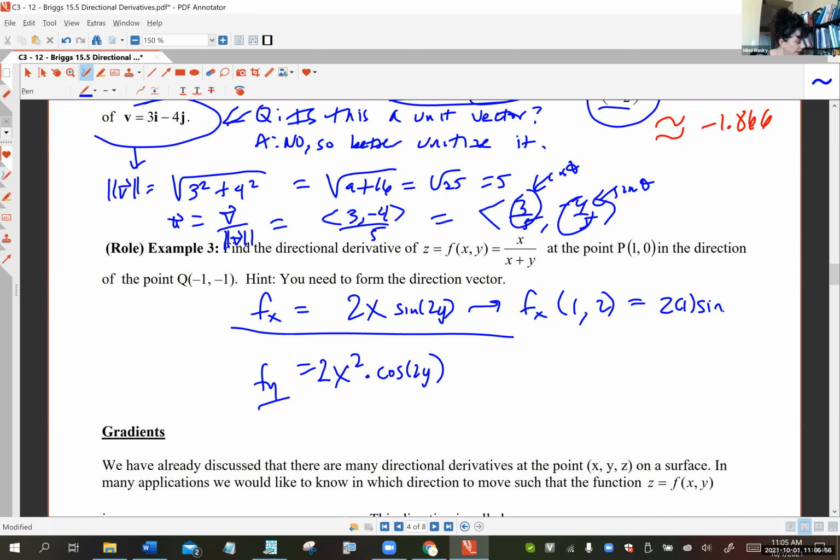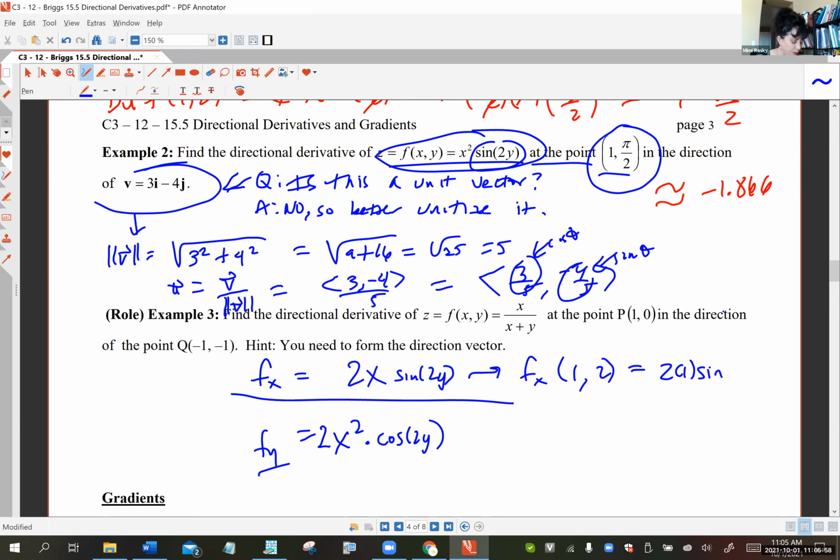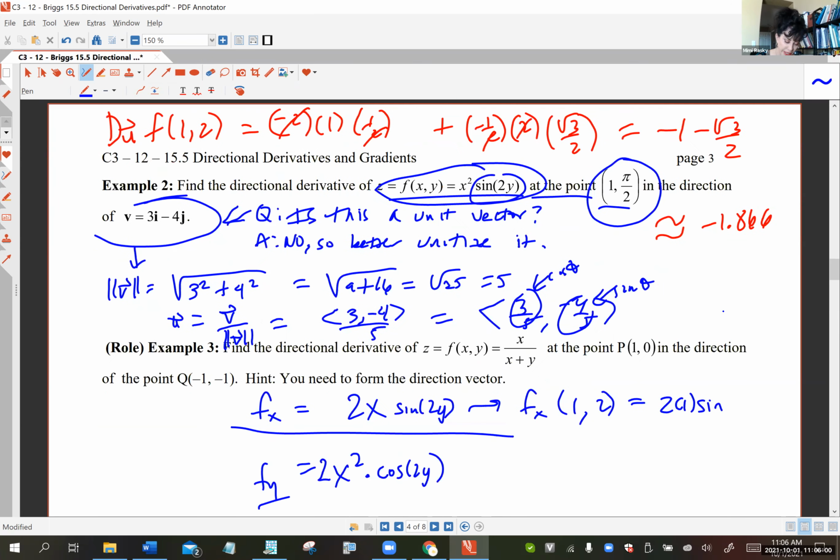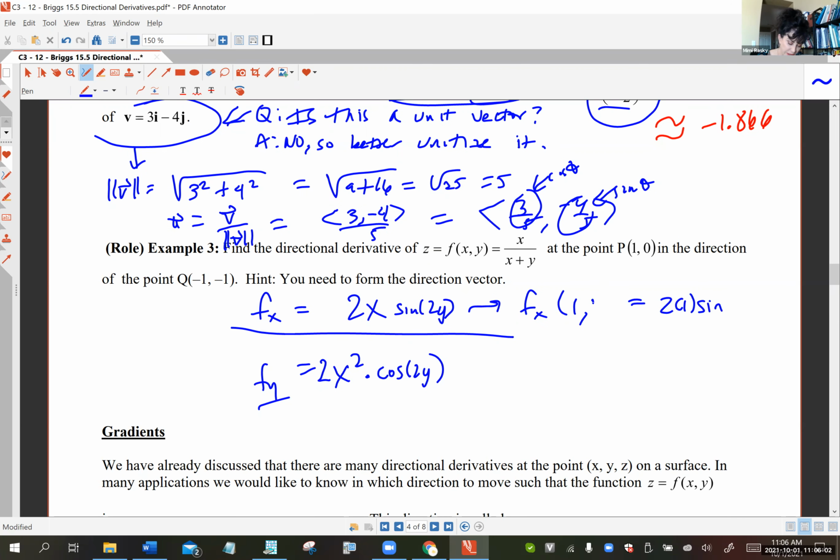Is that what I got here? No, pi halves. 1, pi halves. I don't know why I had 2 there. I'm looking at another problem. So I have 2 times 1 times sine of pi halves. Okay, sine of pi halves is what? 1? Okay. So this is going to be just 2.